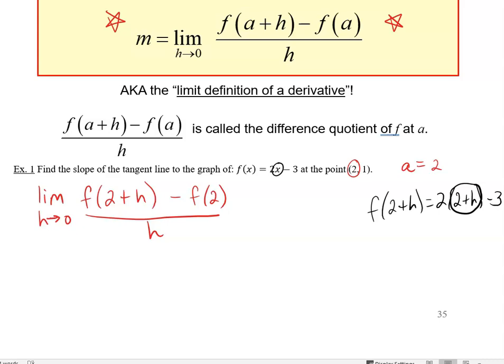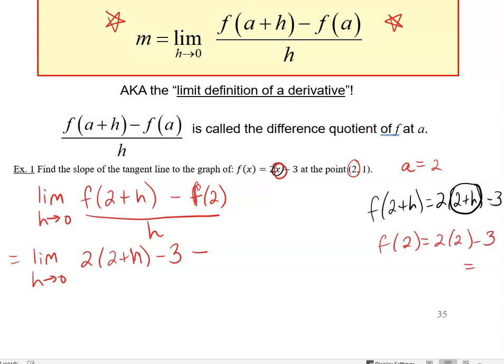So this expression becomes the limit as h approaches 0 of f of 2 plus h, which is that expression I just wrote out, 2 times 2 plus h minus 3. And then we're going to subtract f of 2. Well, what is f of 2? That just means you plug 2 in for x. So f of 2, if I want to come off to the side and work that out, 2 times 2 minus 3 would give me a value of 1. So we're going to subtract 1, all over h.